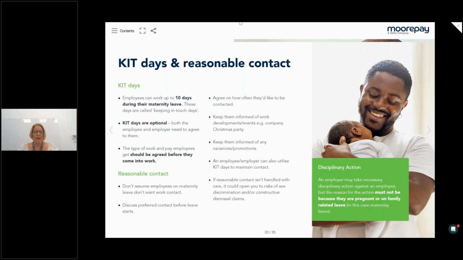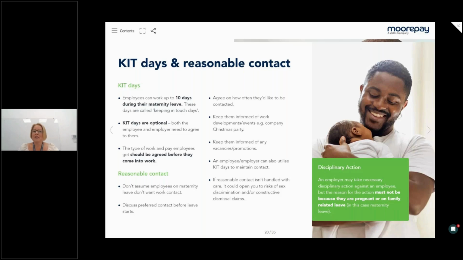Reasonable contact. So what's reasonable? I think we've all got different opinions on what's reasonable. Again, we can agree what's reasonable contact before the employee goes off. So maybe people would want monthly contact, maybe bi-monthly. People might not want any contact at all. Just speak to your staff, find out what they want, and then make a note, diary entries, so you don't forget to contact people.